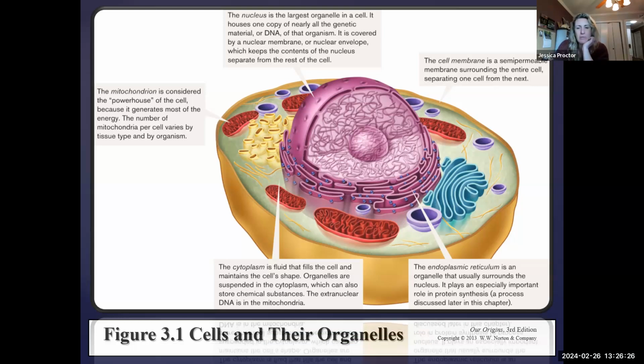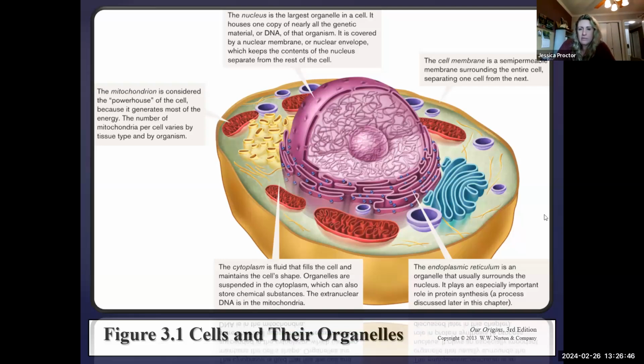And then the other organelle I want to point out to you guys is the little blue dots on the endoplasmic reticulum. Those are the ribosomes. The ribosomes are basically going to be the readers, and that's going to be important when we learn about protein synthesis. So the ribosomes are going to read our genetic code.